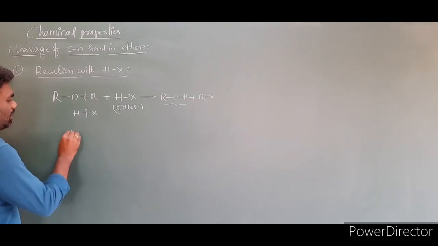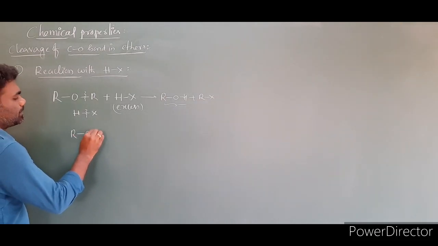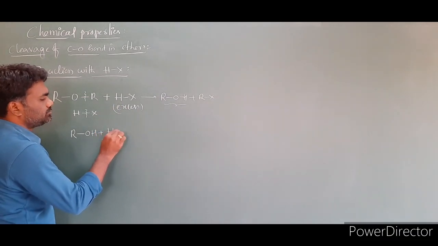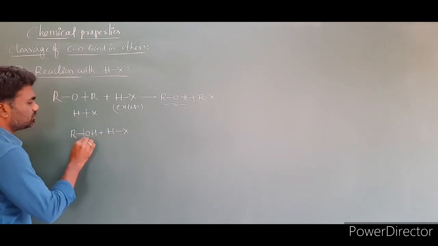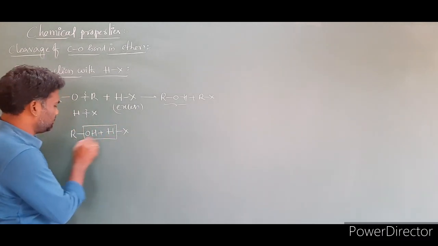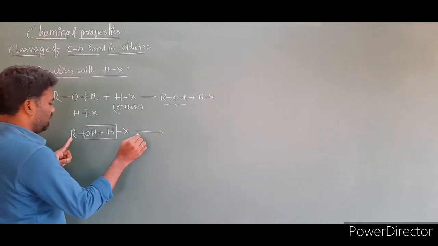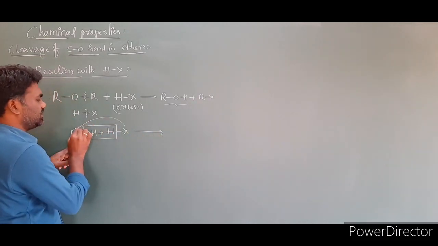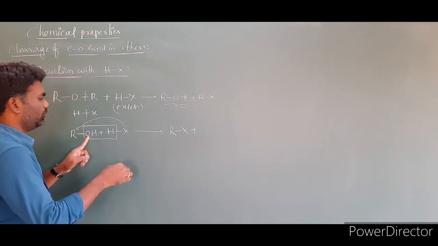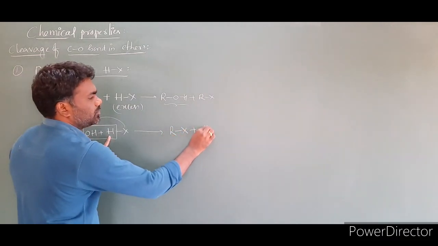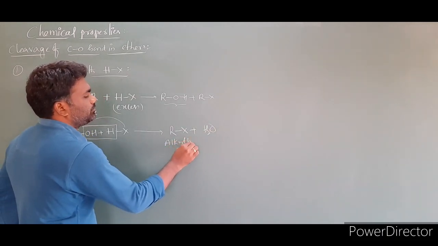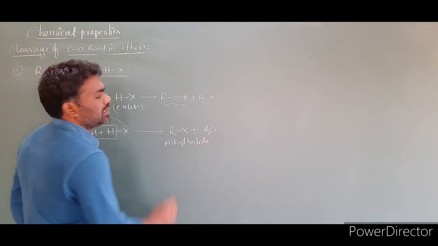Write the reaction. ROH plus, since we are taking excess quantity, HX. Then OH and H eliminate in the form of water, minus H2O. This X attaches to this R. Then the product is RX plus H2O. So the product is alkyl halide.